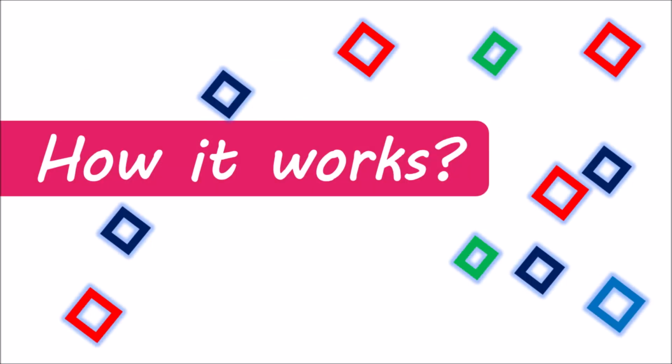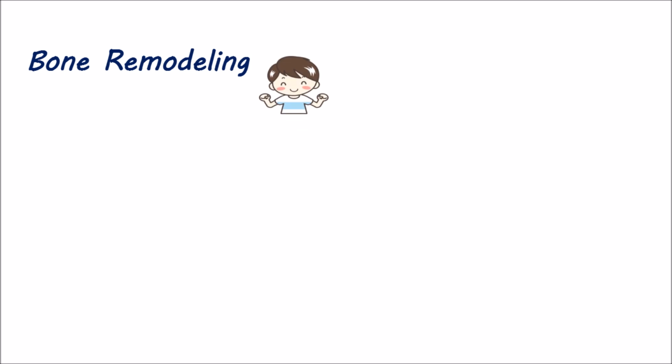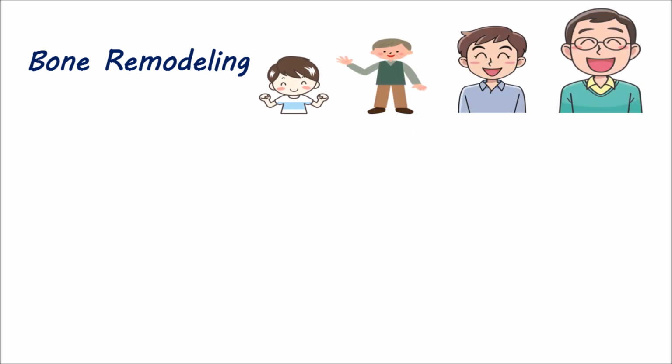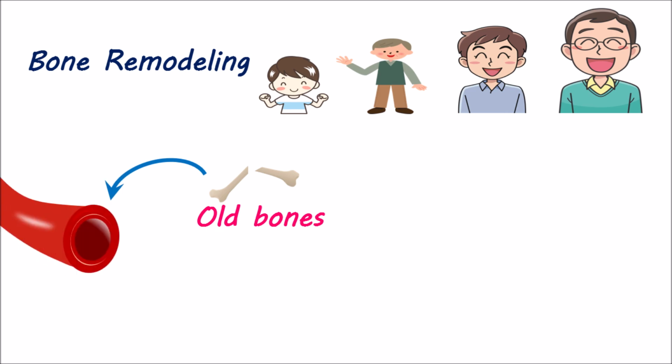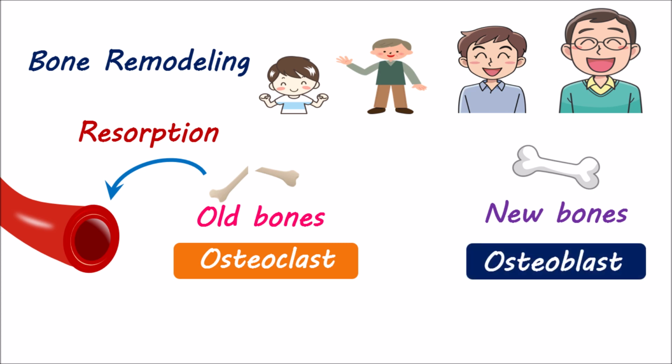Now let's look at how alendronate works to reduce bone loss. Normally, bone remodeling is an essential process in our body as we grow. Old bones are broken to release calcium and minerals into the bloodstream. This process is called bone resorption, and it is carried out by osteoclast cells. New bones are formed by a few cells called osteoblasts.